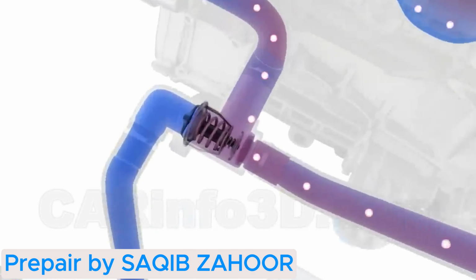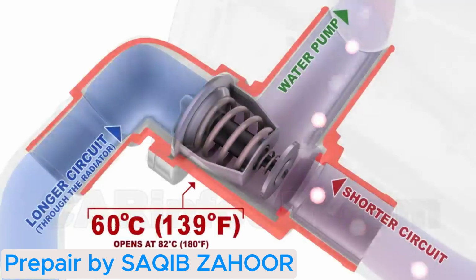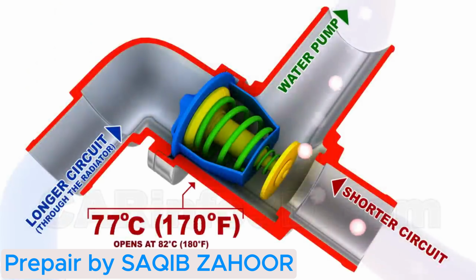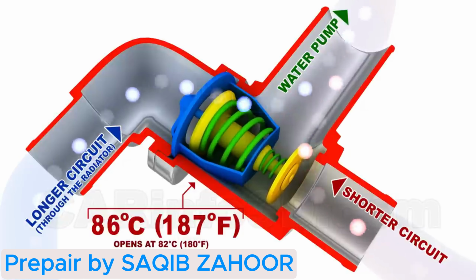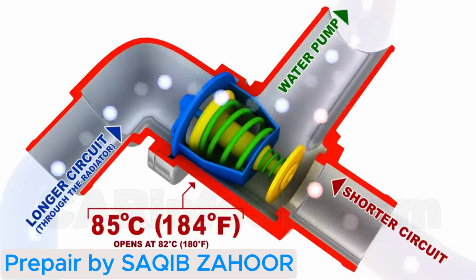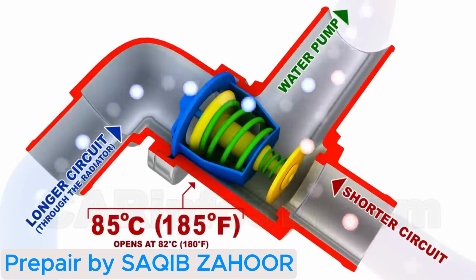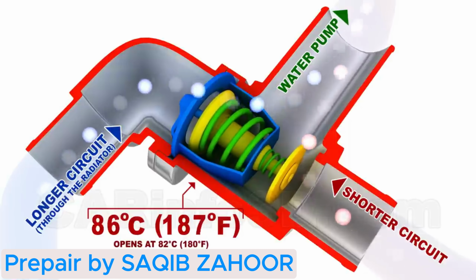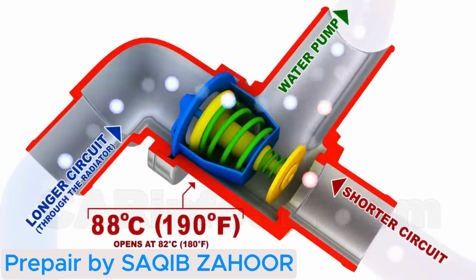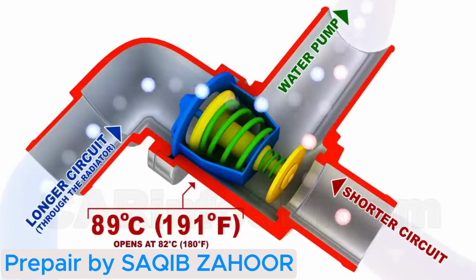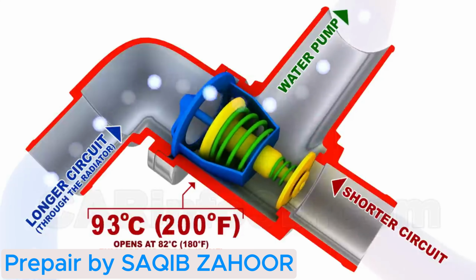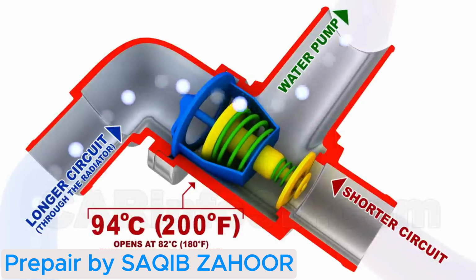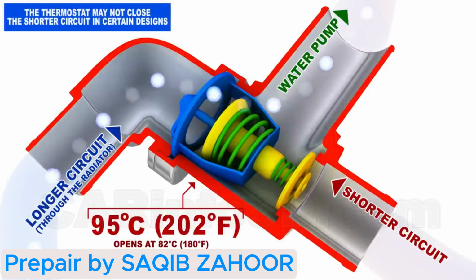When the temperature hits 82 degrees centigrade, the thermostat valve gradually opens, and the hot liquid mixes up with the radiator-cooled liquid from the longer circuit, which ensures that the temperature is balanced. If such mixing is insufficient, and the temperature continues to increase, at 93 degrees centigrade, the thermostat will shut off the shorter circuit and fully open the longer circuit, allowing the entire volume of the coolant to circulate through the radiator.